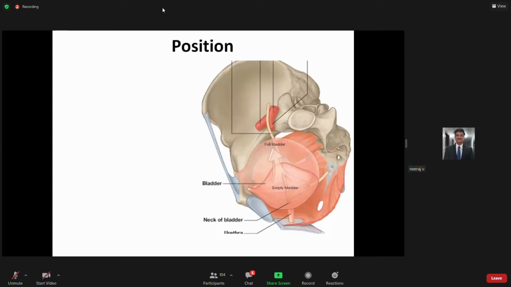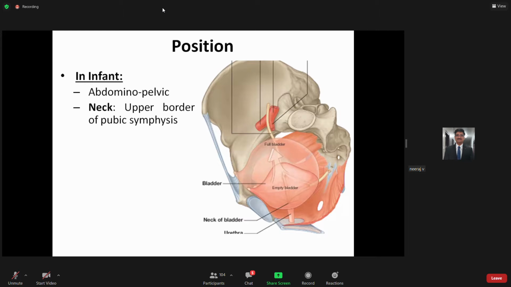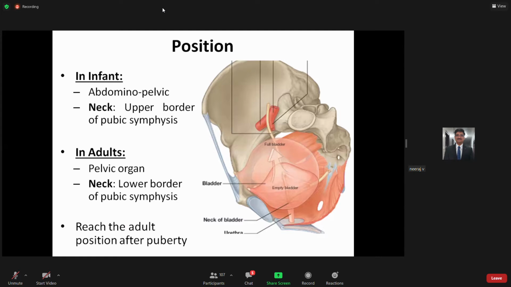Okay, so where is it located, what is the position of the urinary bladder, that we need to understand. First of all, if we talk about the adult, it is a pelvic organ, because it is present in the anterior part of the lesser pelvis, immediately behind the pubic symphysis. So in this picture, this is the pubic symphysis, and this is the lesser pelvis or the pelvic cavity proper. In an adult, it is basically a pelvic organ because it lies in this pelvic cavity.